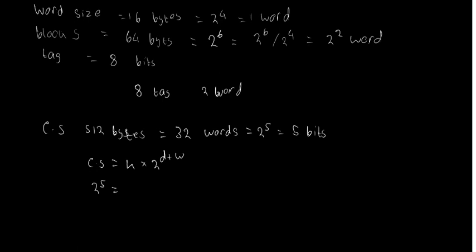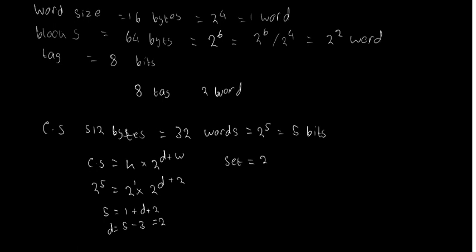This is then going to equal, what is our k? Our k is 2, so 2 to the power 1. We don't know what our set bits are, but we know what our word bits are. We have 2 bits for our words. So 5 is equal to 1 plus d plus 2. Hence d is equal to 5 minus 3, which is 2. So our set bits are equal to 2. We have 2 bits for our set.